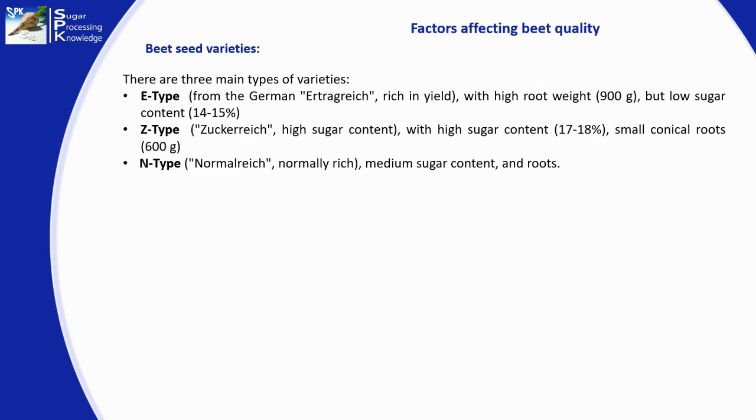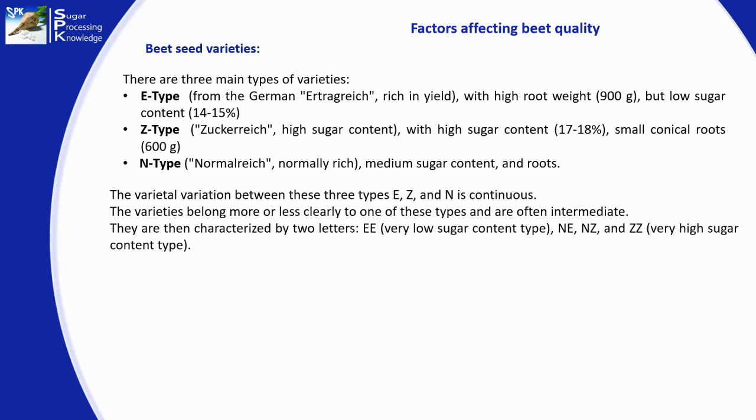The varietal variation between these three types E, Z, and N is continuous. Varieties that belong more or less clearly to one of these types are often intermediate. They are then characterized by two letters: EE, very low sugar content type; EN, NZ, and ZZ, very high sugar content type. There are therefore many varieties.